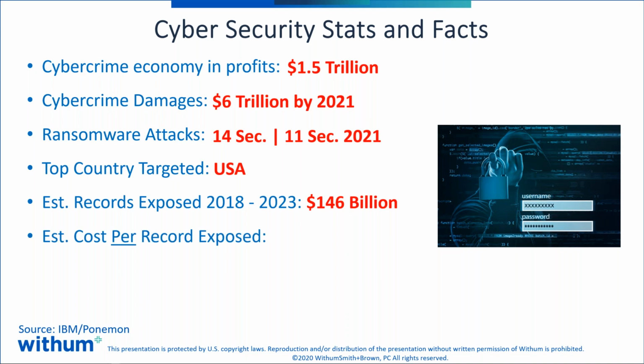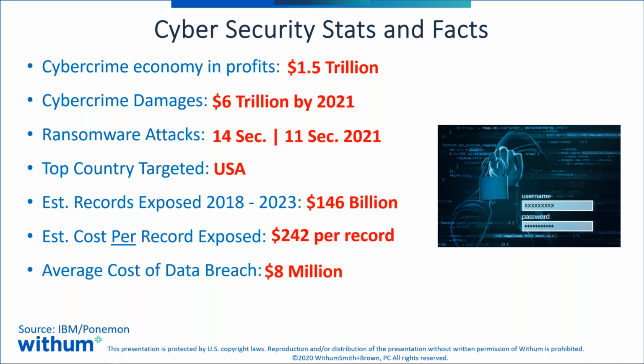What is the estimated cost per record exposed? $242 per record. Most people can't understand the data to paper equivalency, but consider how much information flash drives alone can hold. How much is the data to paper equivalent of 1 gigabyte of data? And think about a terabyte of data, which is 1,024 gigabytes, what that would translate into on paper and how many records that would equate to. Consider how many records your organization has and do the math if you're impacted by a breach. What is the average cost of a data breach? $8 million. This keeps going up and up and up.